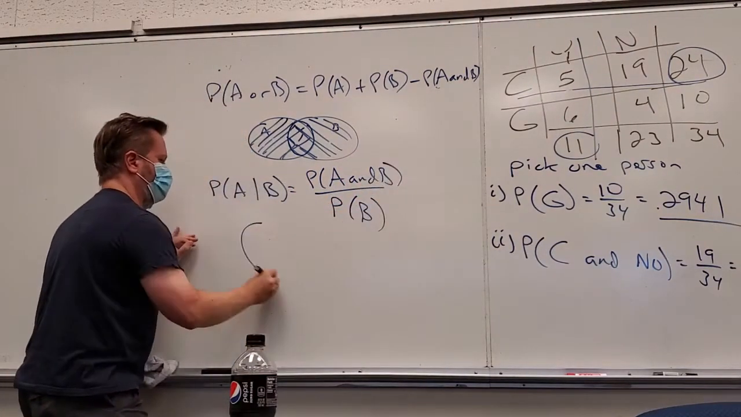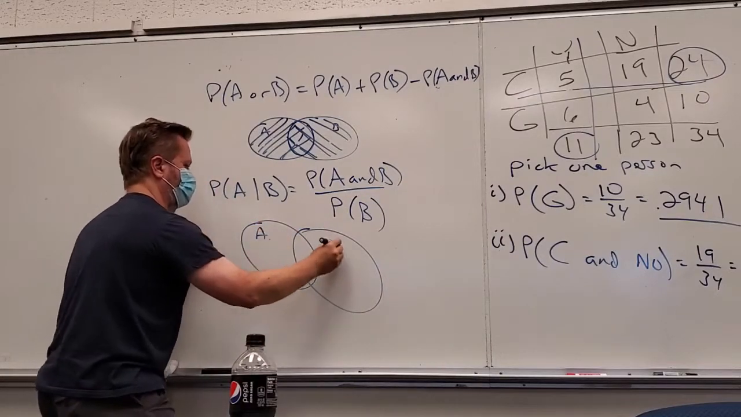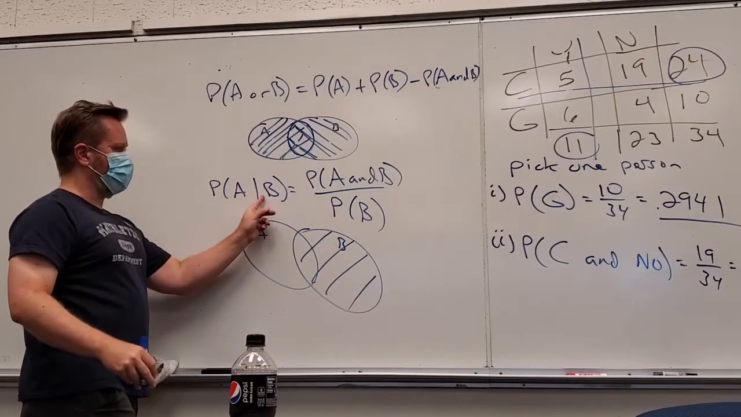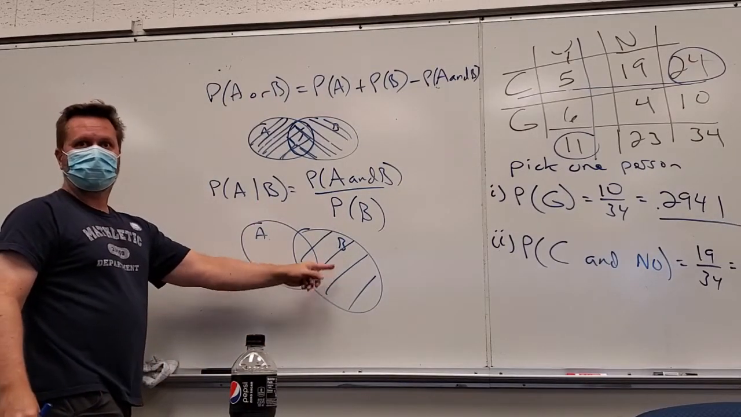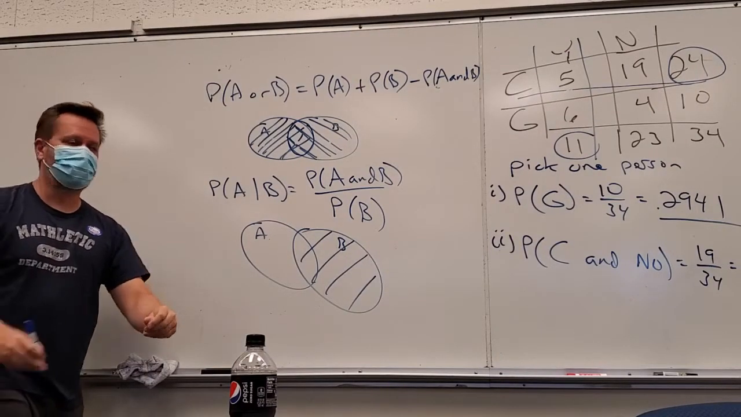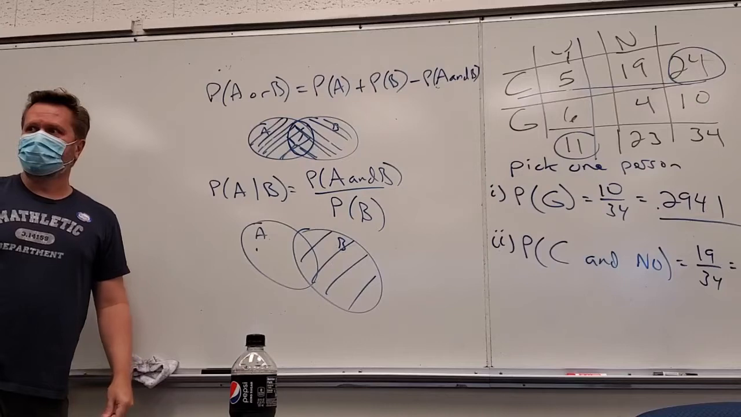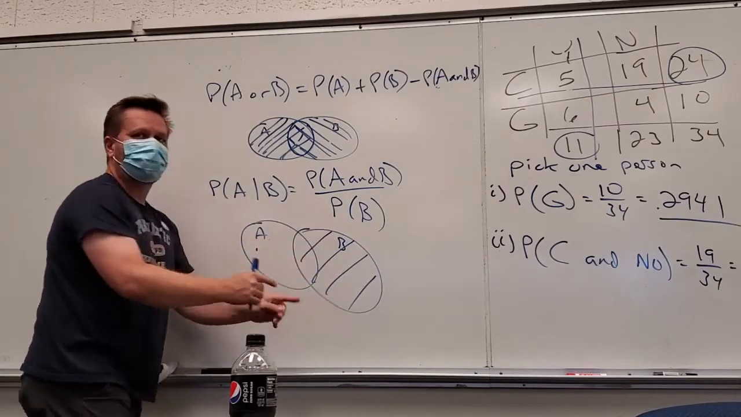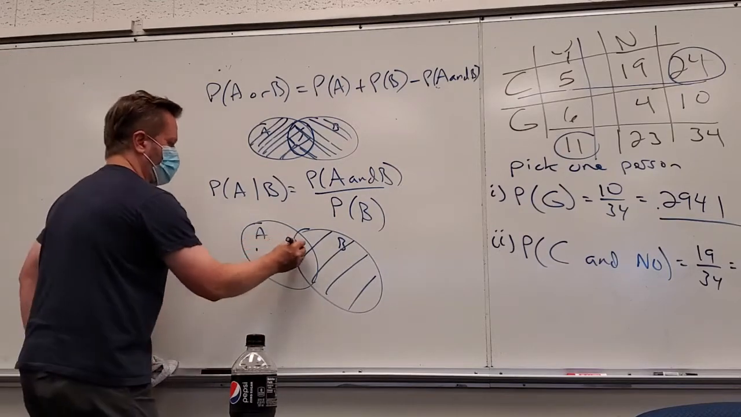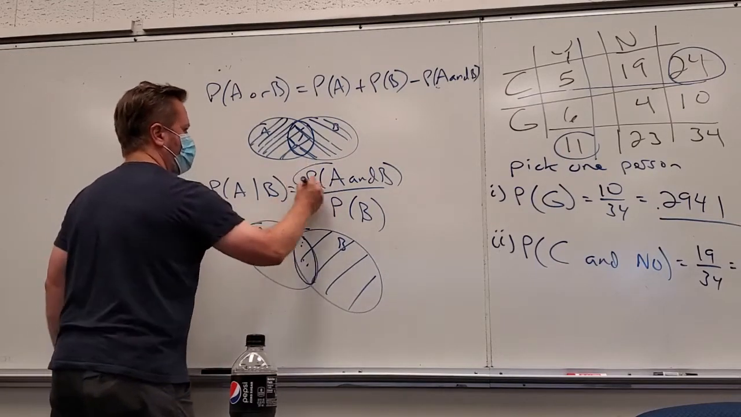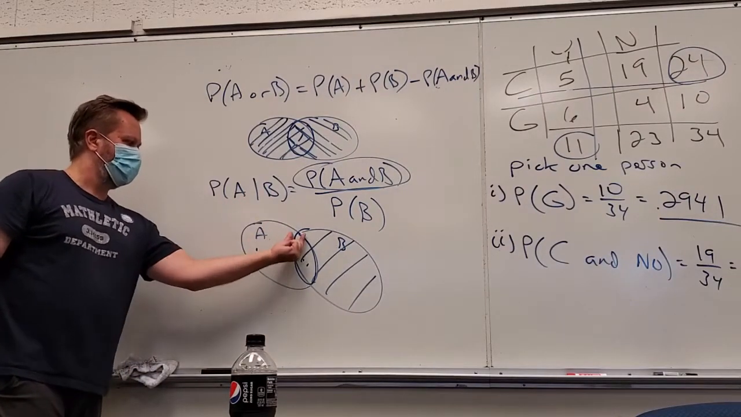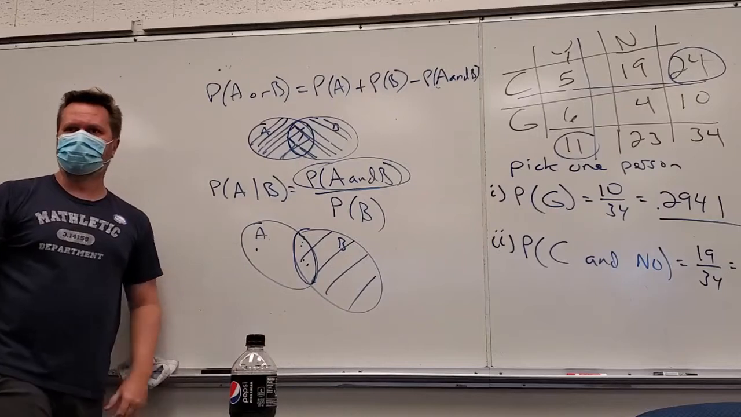So visually, if I know that B happened, given that B happened, what is the only way that A could also have happened? If this is what happened, what is the only way that A could have happened also? Where in the small circle does it have to be? It's got to be in there somewhere, right? That's A and B. So what's the chance that A happened given that B happened? A and B divided by B.